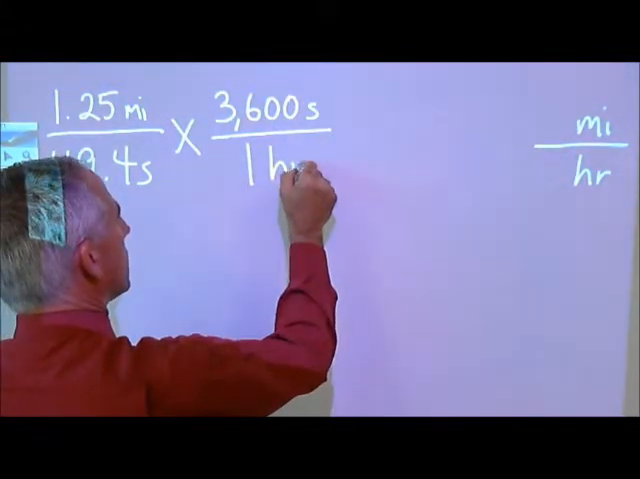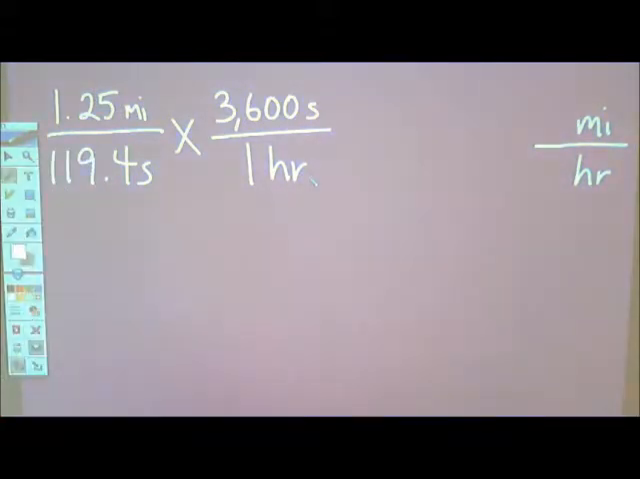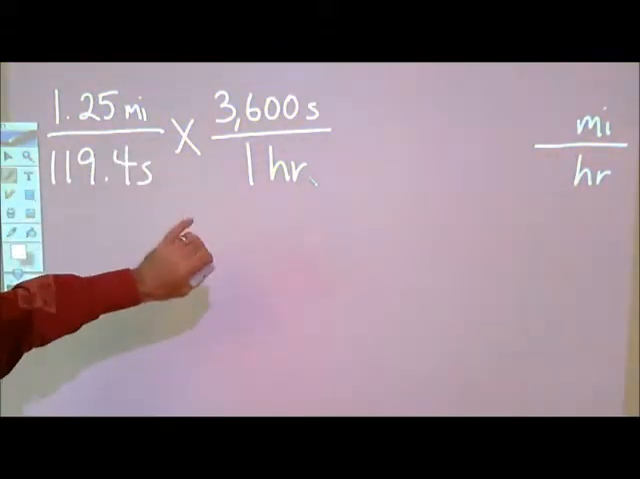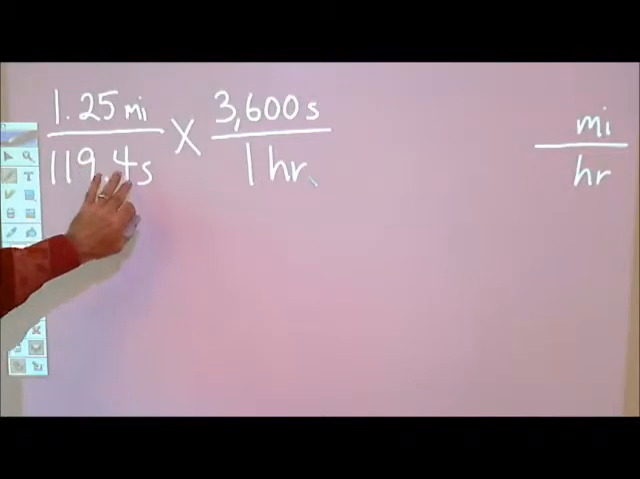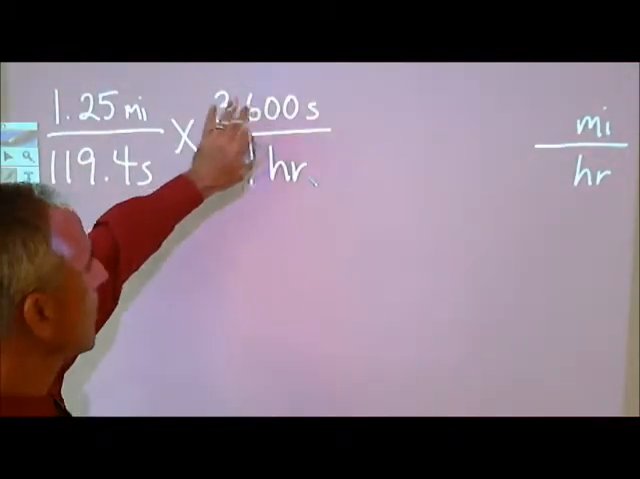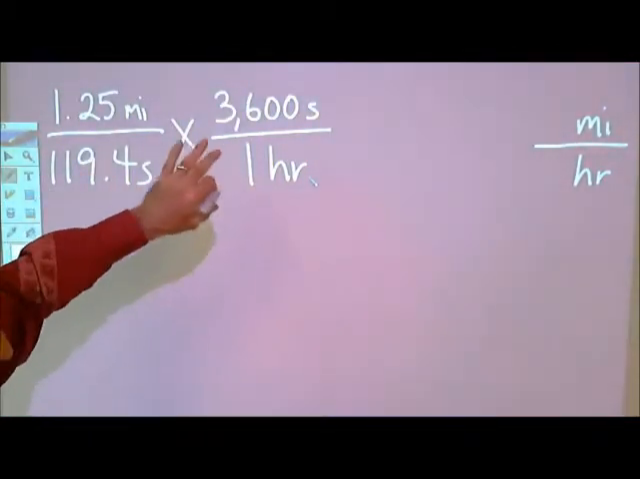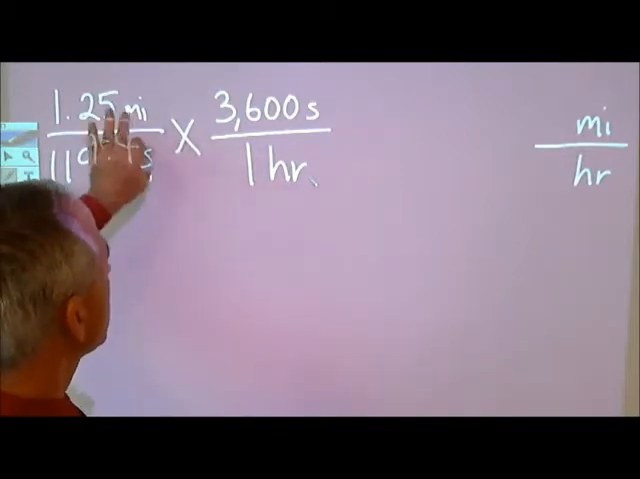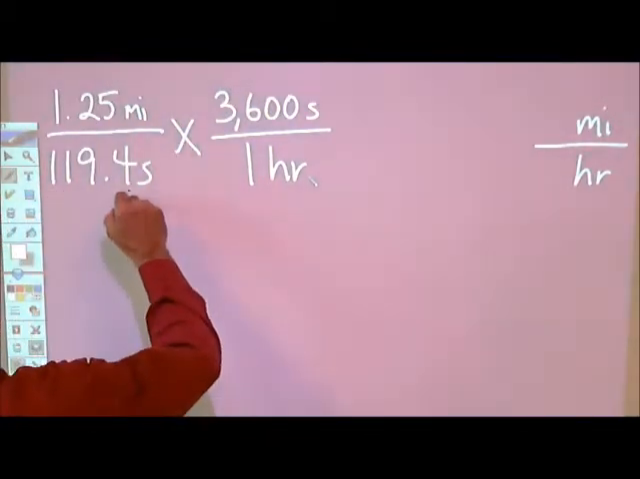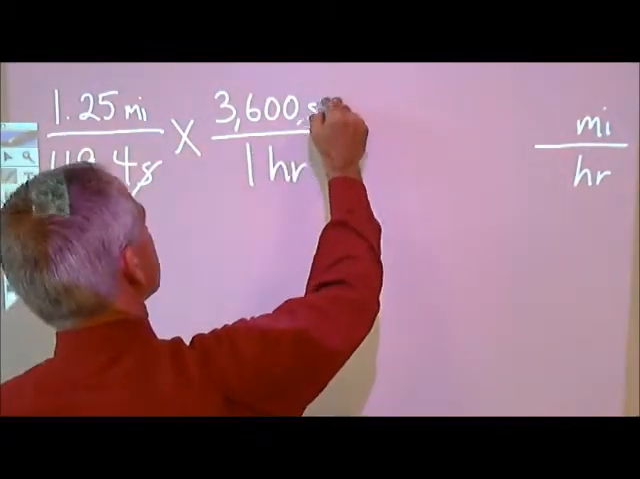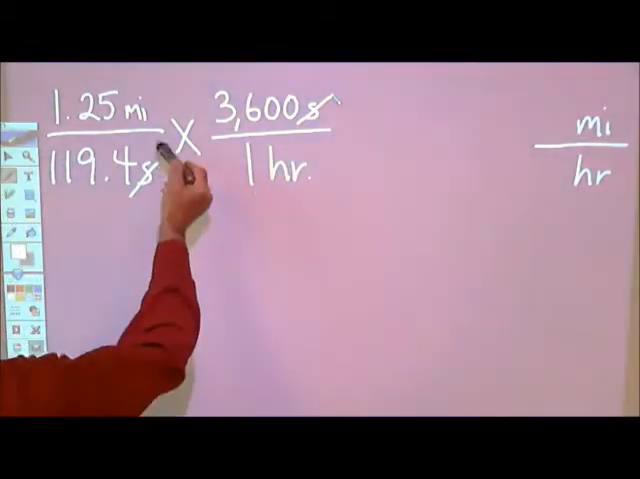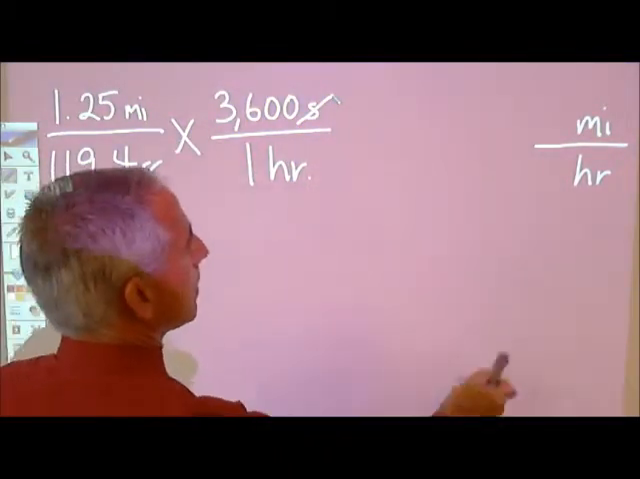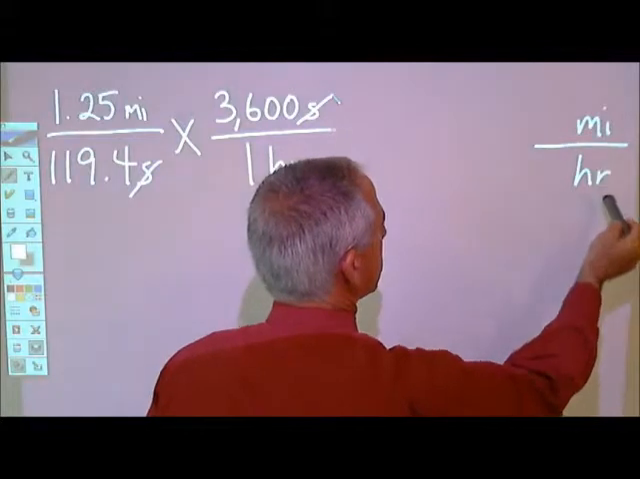in 1 hour. Now, once I get to this point, I like to cancel out any units that I can. If I see a unit on top and on the bottom, I'm going to put a slash through that, cancel it out, see what units I'm left with. So I'm going to put a slash through my seconds here. I got seconds on bottom, seconds on top. Now that leaves me with miles per hour. Looking at my answer, that's what I need to have, miles per hour.